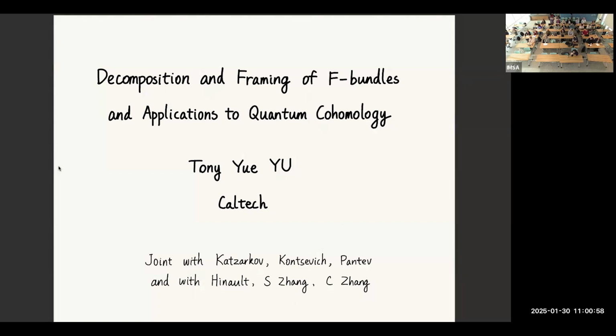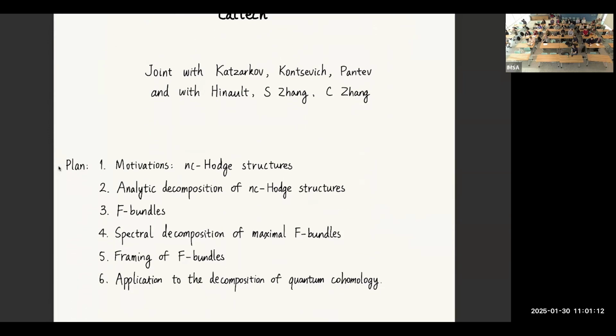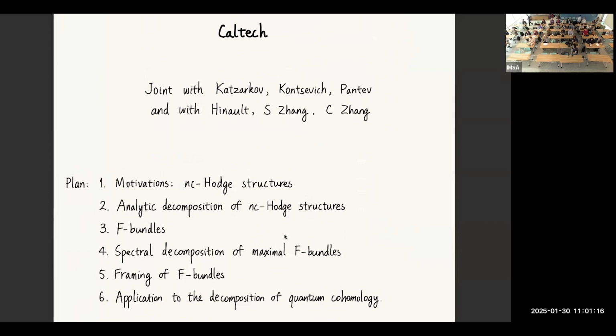Okay, it's joint work with Ludmil, Maxim, Pantev, and also my student Hinault, Zhang, and S. So let me continue with my talk. I'll give the motivations from non-commutative Hodge structures, and then I will review the analytic decomposition theorem of non-commutative Hodge structures from the work by Ludmil, Maxim, and Pantev. And then I guess you already saw the definition, the theory of F bundles, in last year's conference. Let me review it again.